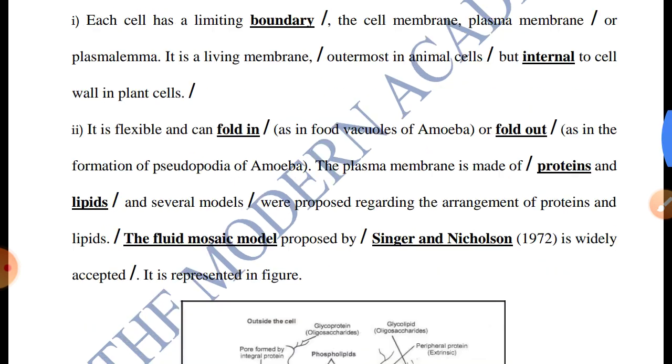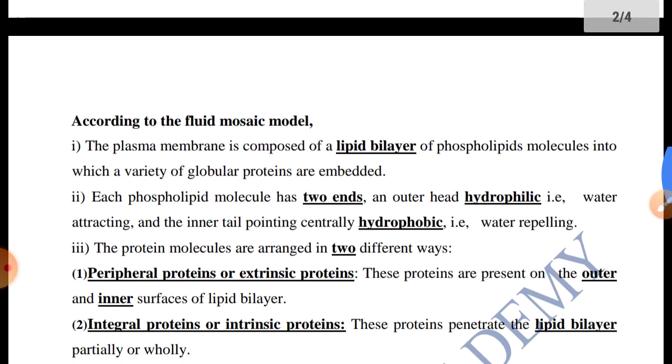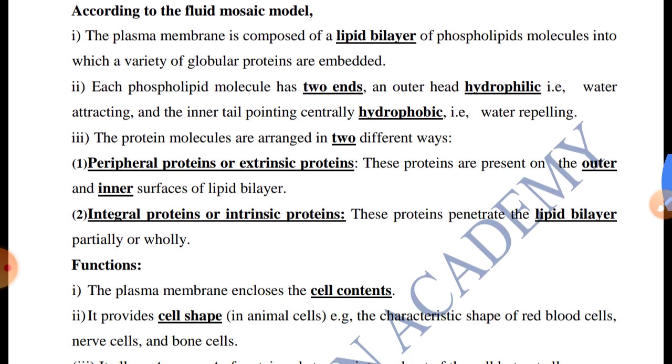fluid mosaic model. So according to the fluid mosaic model, the plasma membrane is composed of a lipid bilayer. That means it has two layers, phospholipid molecules into which a variety of globular proteins are embedded. So one layer is phospholipid, another one is globular protein. Each phospholipid molecule has two ends, one for water attracting, another one for water repelling. Repelling means denying or rejecting.